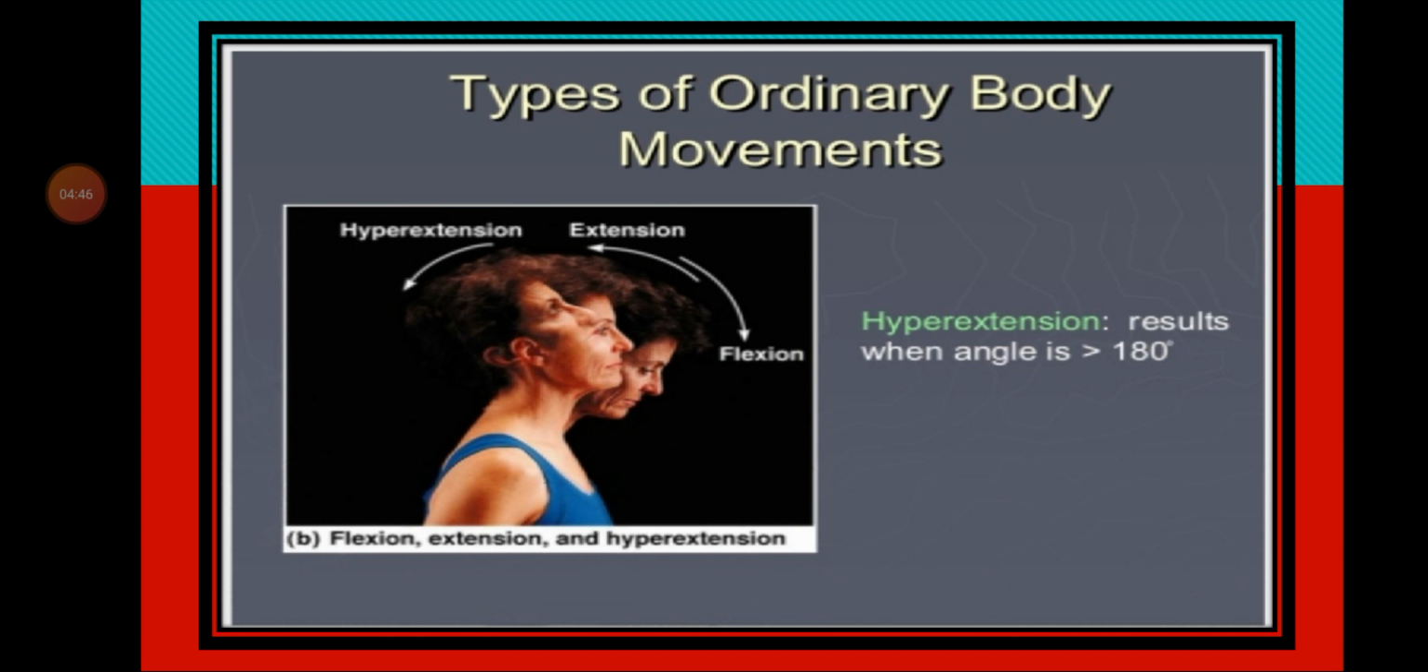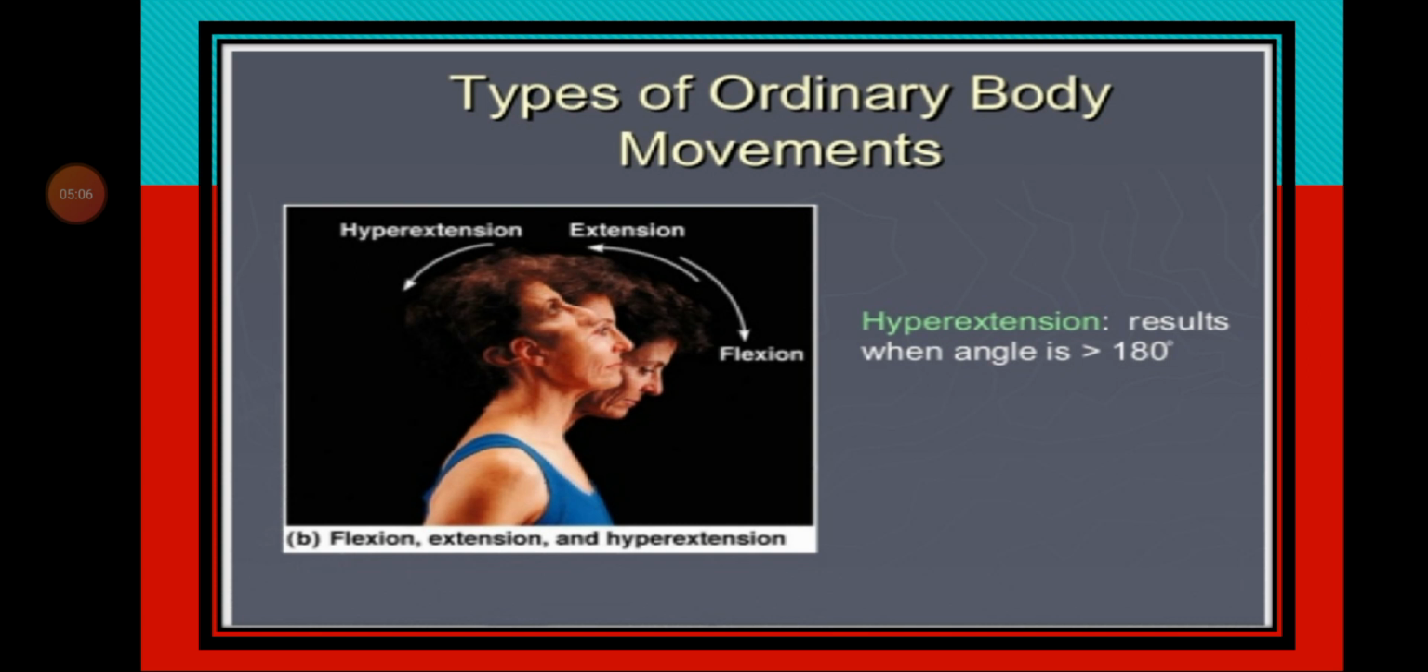The types of ordinary body movements. Hyperextension. Extension itself is widening, and hyperextension means widening more. So hyperextension results when the angle is 180 degrees.